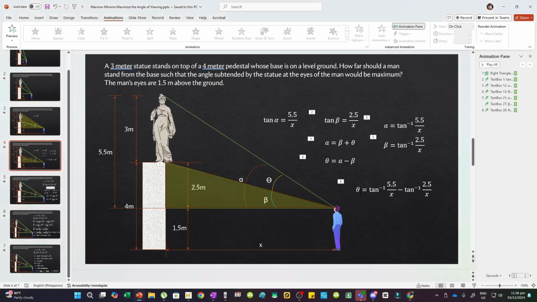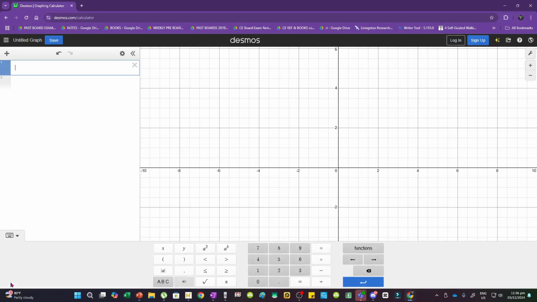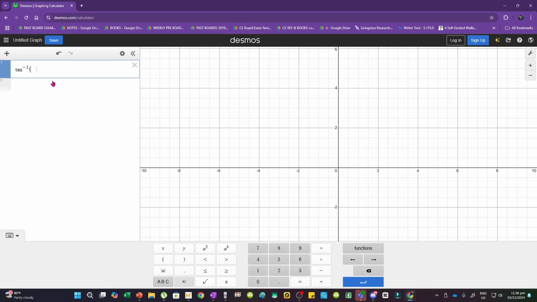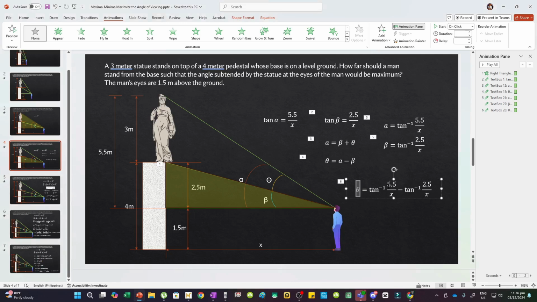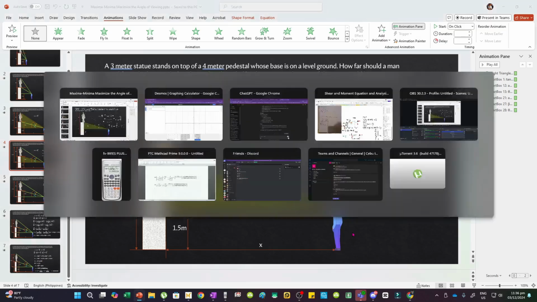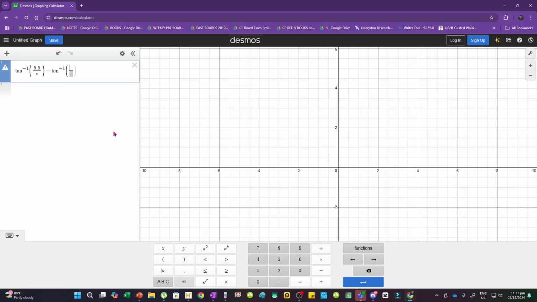We have theta. This will act as our function y essentially. So we can just input arctangent, click this one, and then we have our functions. So arctangent of 5.5 over x, we need a fraction, so this one, and then divided by x, and then minus arctangent, functions, arctangent, fraction, then we have 2.5 divided by x.